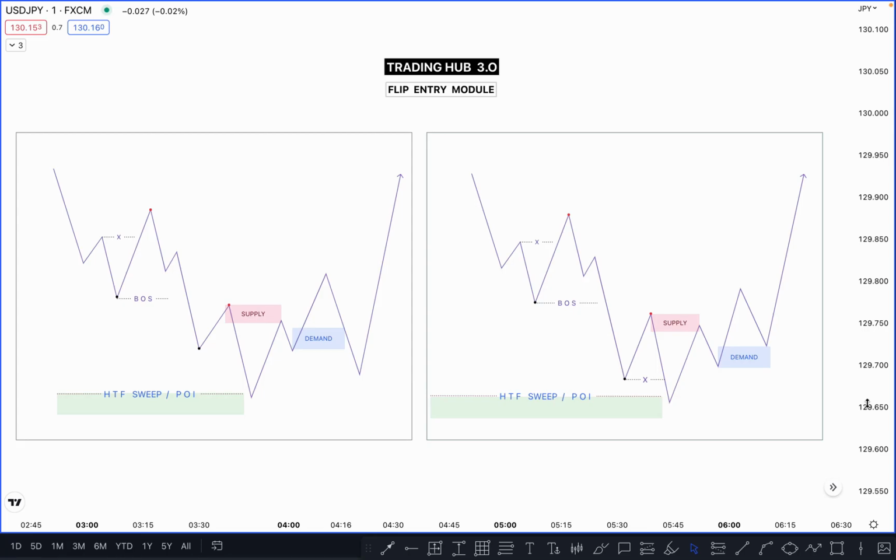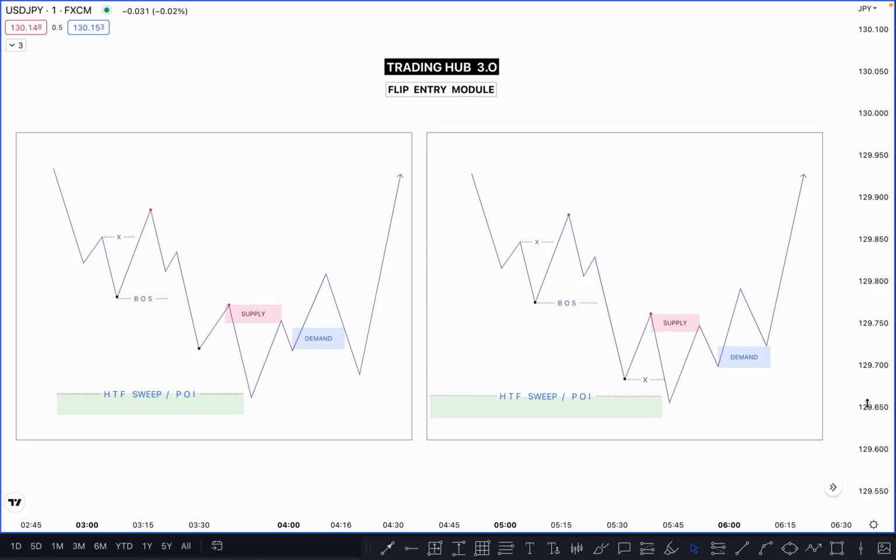Generally, we use the CHoCH entry model, the flip entry model, and the next one is the sweep entry model. So basically we are using three entry models. First one is CHoCH, next one is flip, and third one is our sweep entry model, which is applicable when the market has taken out the liquidity. If the market has taken out the major high or low, previous candle high or low, structure high or low, then how you can sell in a lower time frame, I will show you in the next part.